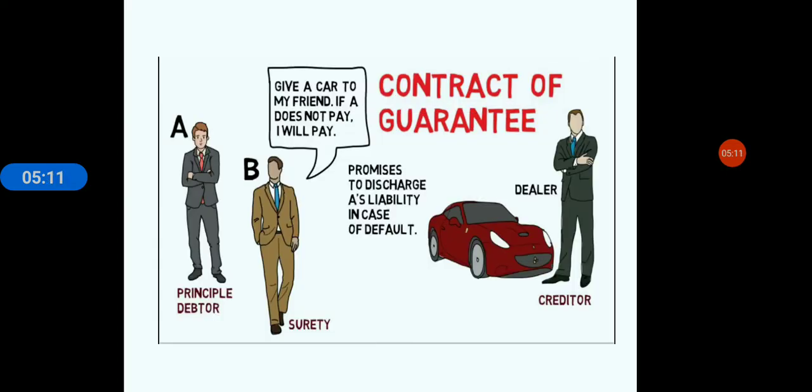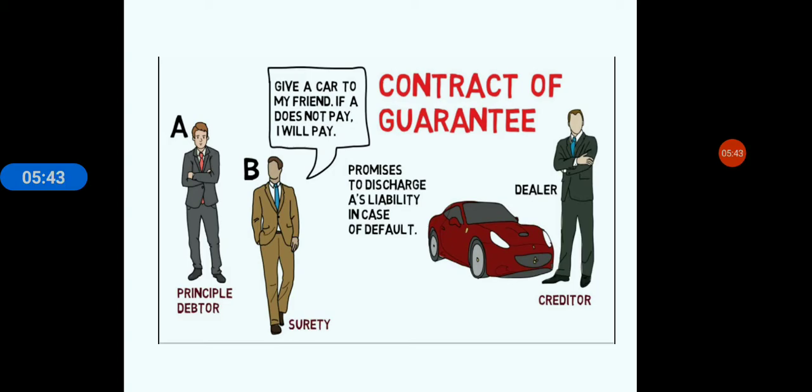In a contract of guarantee, the surety gives a guarantee to the creditor, the dealer, that in case the principal debtor is unable to pay for the loan which he has taken for a four-wheeler, then in such a case the surety will pay the loan on A's behalf to the creditor.